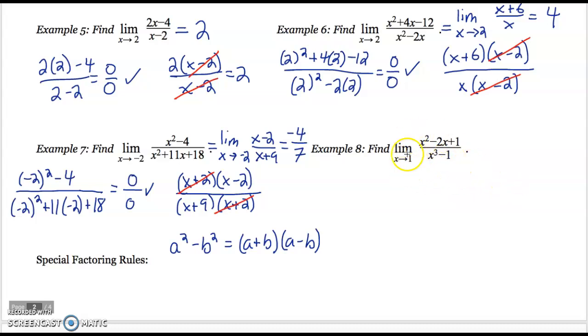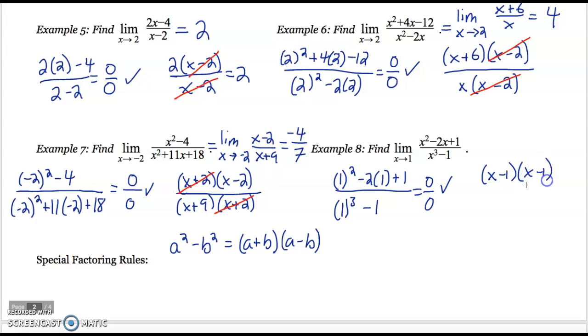And then last but not least, let's go ahead and find this limit. The first thing we're going to do is try to plug it in. 1 squared minus 2 times 1 plus 1 all over 1 cubed minus 1. On top, I get 1 minus 2 is negative 1 plus 1, which is 0. And on the bottom, I get 1 minus 1, which is 0. Good. So I can go ahead and factor. On top, I can factor pretty easily: what multiplies to 1 and adds to negative 2? Well, that would just work if I had two minus 1s. So x minus 1 and x minus 1 on top.